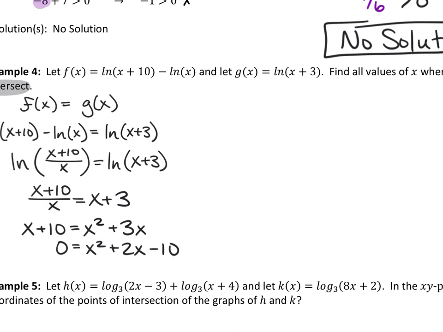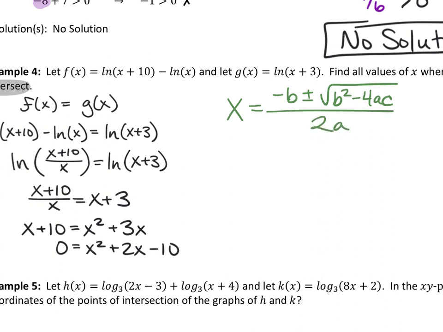We're going to use the handy dandy quadratic formula, which is x equal to negative b plus or minus the square root of b squared minus 4ac, all over 2a. Yay! The quadratic formula is back. I'll give you a second to write that down.